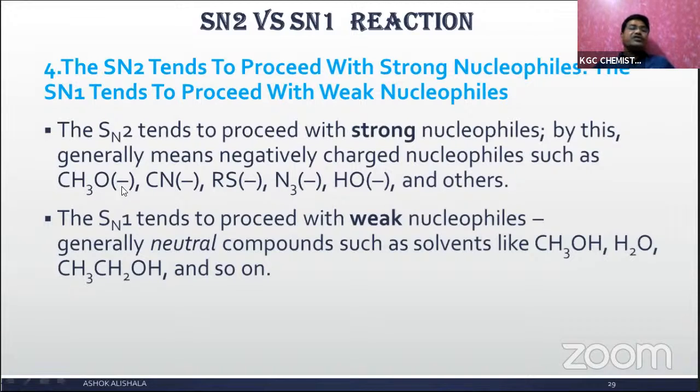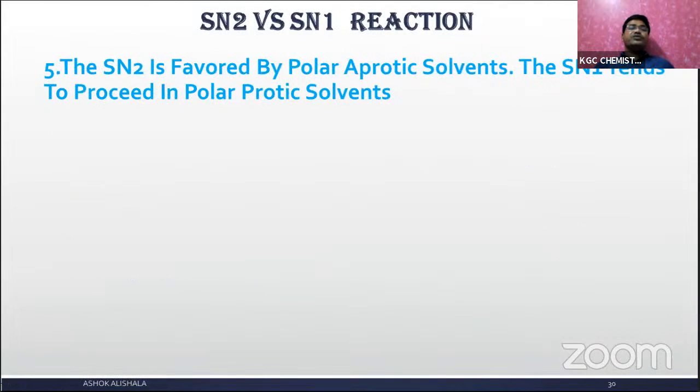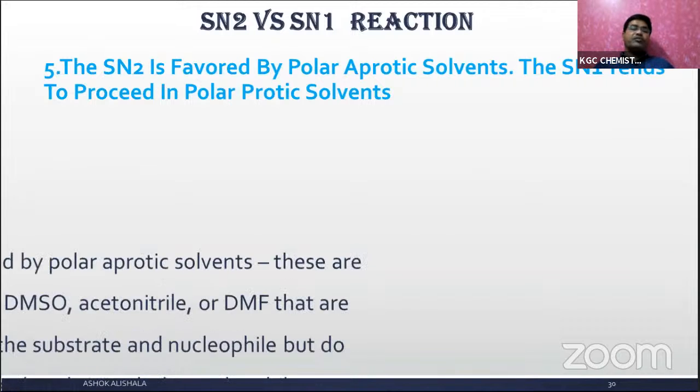Here, for SN2 reaction these are the strong nucleophiles: methoxide, cyanide, alkyl sulfide, azide, hydroxide. Whereas for SN1 reaction, these are the weak nucleophiles: methyl alcohol and ethyl alcohol and so on. The SN2 is favored by polar aprotic solvents. SN1 proceeds in a polar protic solvent.